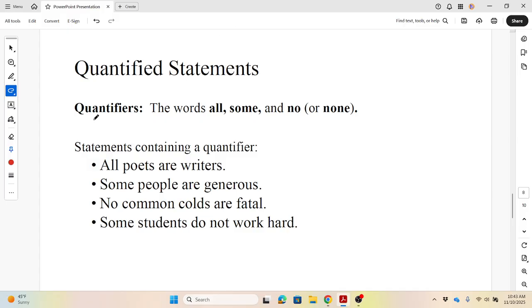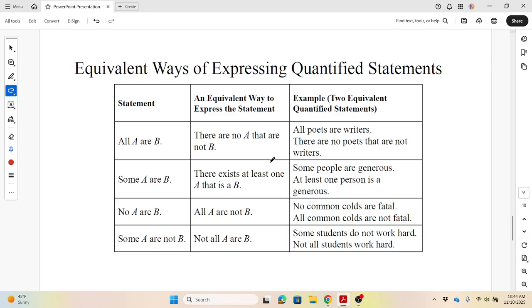Quantified statements. If you see words in a statement like all, some, no, none, these are quantified statements. For example, all poets are writers. Some people are generous. No common colds are fatal. Some students do not work hard. So whenever you see these words, they are quantified statements.